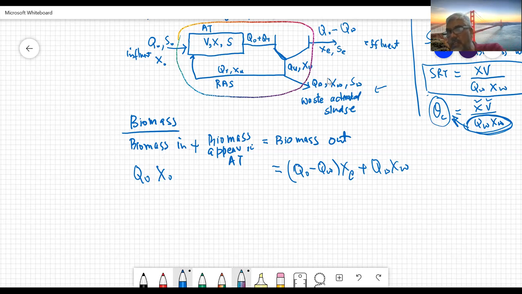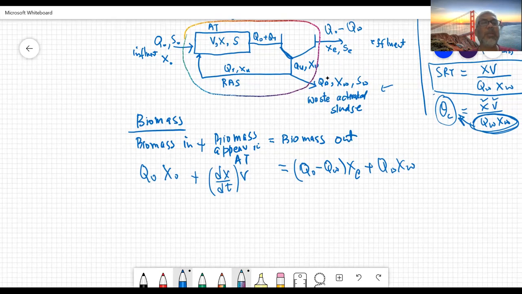But we have to consider biomass is growing in the reactor, so it changes with time in the volume V. So we have to write this term, which is the reaction term. So biomass coming in plus being produced should be equal to biomass going out in the effluent and in the waste sludge. So we have to assume something here.